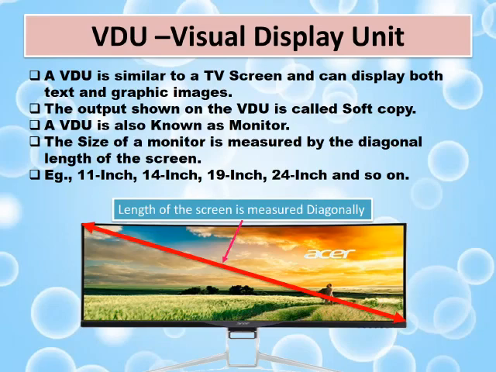Even these days we are using smart TVs connected to the computer, and any larger screen like 50 inches, 70 inches can also be used as a monitor screen. Okay, so visual display unit, first, it is also known as the monitor. The next one, the measurement. If you want to measure the monitor, it has to be measured diagonally, by the diagonal length of the screen. Okay.